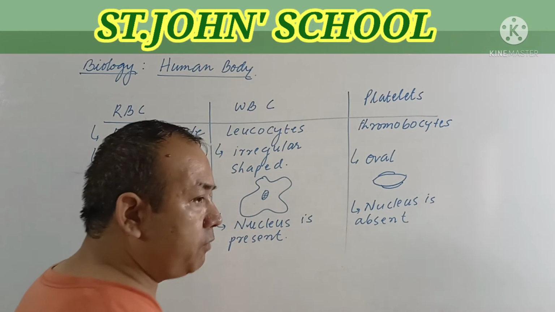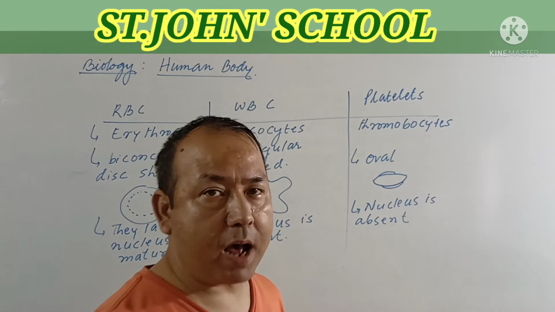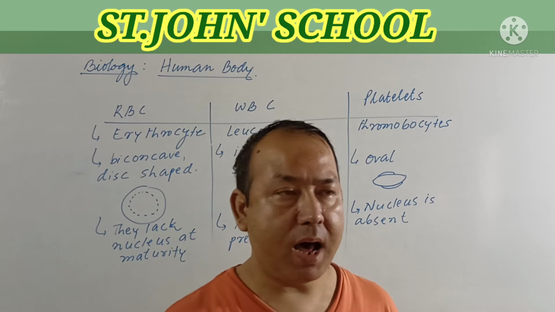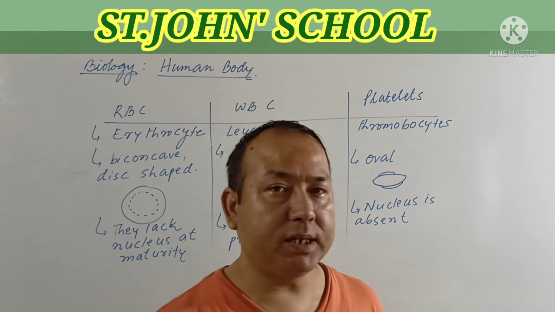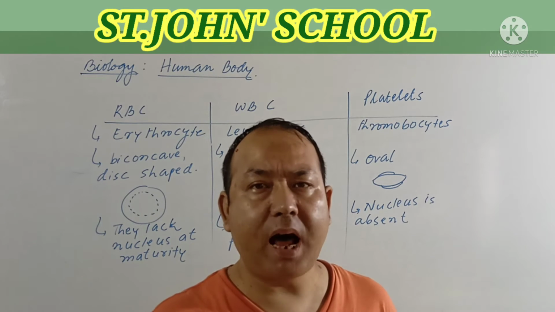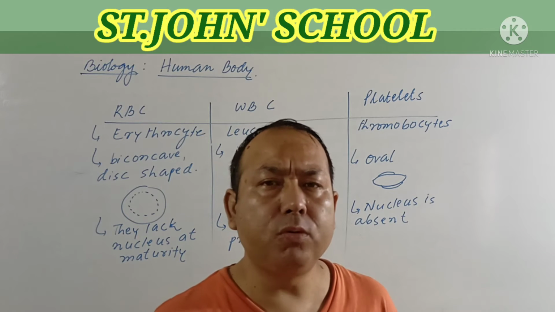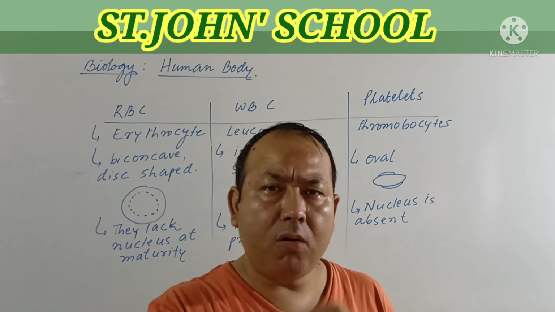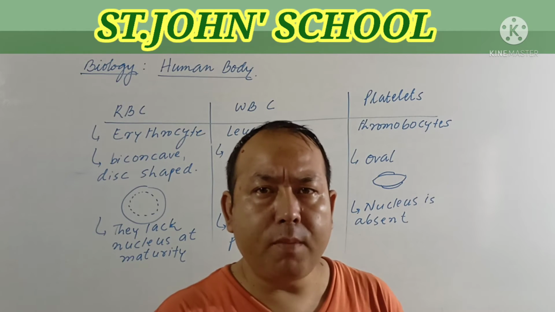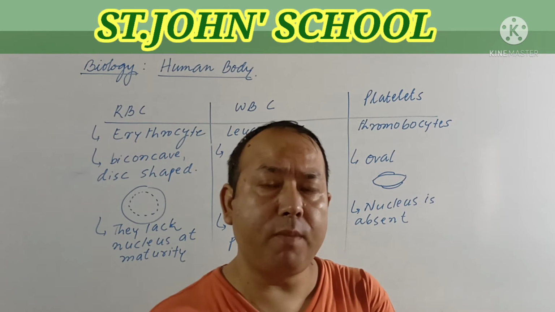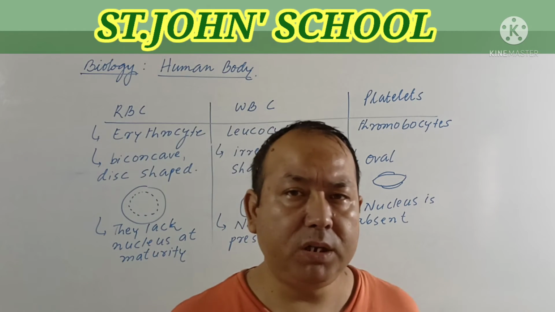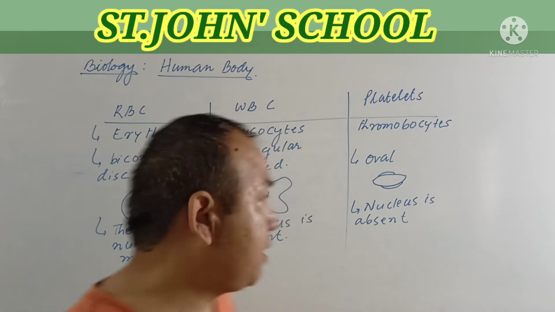Then about the origin, where exactly these blood cells are produced, if you are asked, you need to say that they are produced in the bone marrow. Bone marrow is a tissue present in the hollow cavity of long bones like the thigh bone. In this bone marrow, these blood cells are produced. Platelets, WBC, RBC, they are all produced inside the bone marrow.